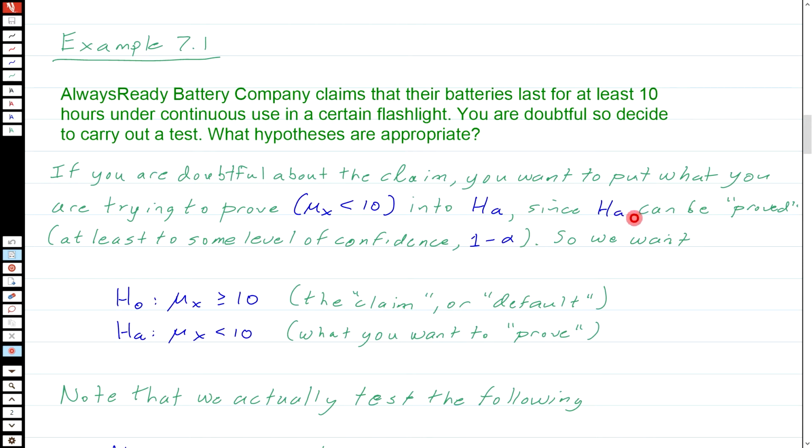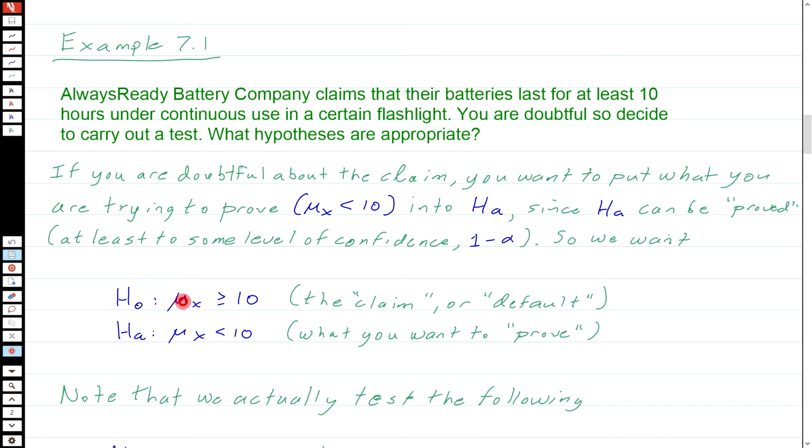So since HA can be proved, we would put mu x less than 10 into HA. So that's what I've done down here. That means the null hypothesis is mu x greater than or equal to 10. And maybe I didn't mention, we're always going to use the equality here.